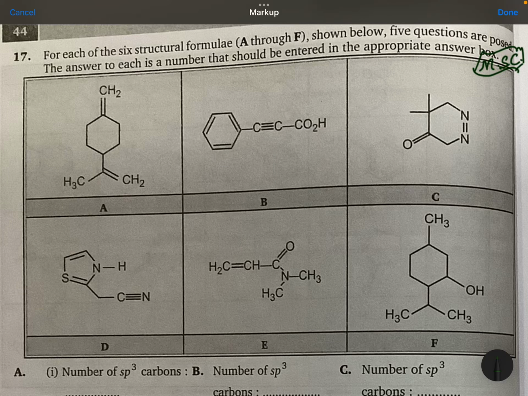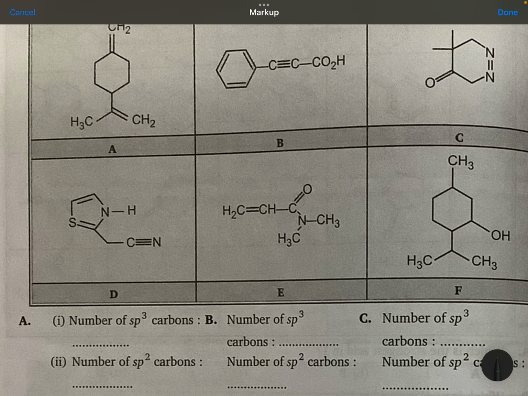MSChauhan Organic Chemistry, question number 17, GOC. For each of the 6 structural formulae A to F shown below, 5 questions are posed. The answer to each is a number that should be entered in the appropriate answer box. So, what are the questions?